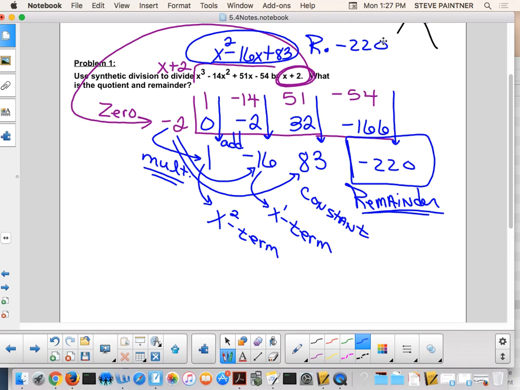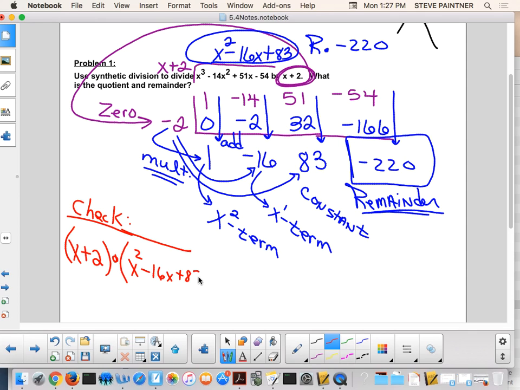Okay. Now, I just got a really quick question for you. How, on the test, do you check it? How do you check division? Multiplication. Yeah, you take what you divided by, x plus 2, and then multiply it times what you got. Your answer was x squared minus 16x plus 83.